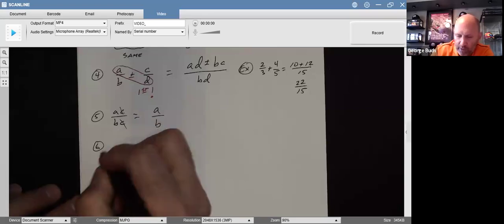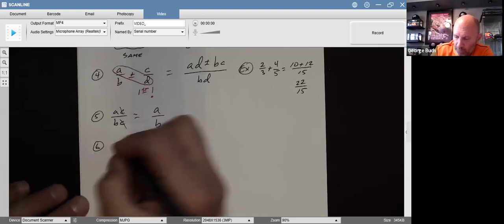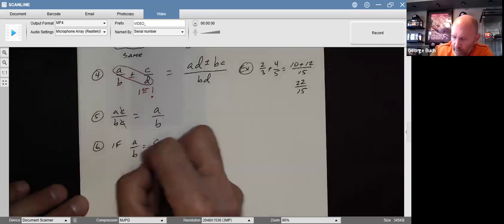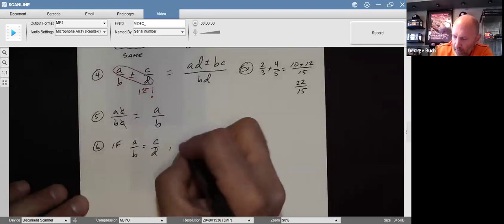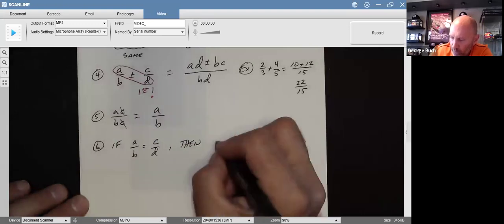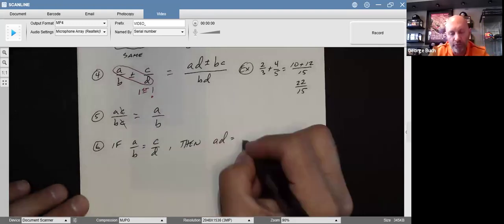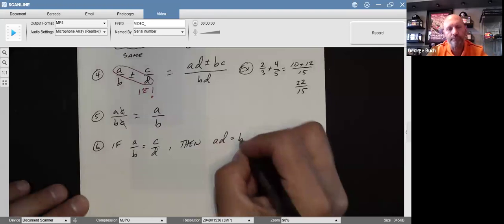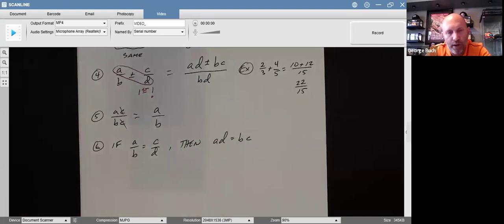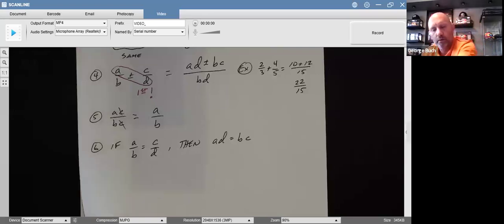And then lastly, we'd have cross multiplication. So if A over B equals C over D, then I can cross multiply. A times D is equal to B times C. So that is the properties of fractions. And again, we'll look at a bunch of examples in the second video.